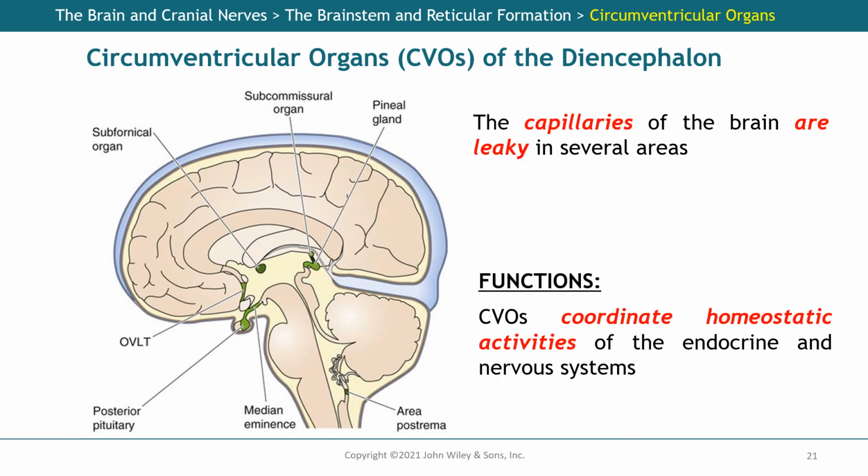And how they perform their function: they have capillaries, but instead of having the BBB, these capillaries are leaky because they have fenestrations. The main function of the CVOs is to coordinate homeostatic activities, because, as we talked about before, in the diencephalon there are a lot of hormones involved in the endocrine system and different functions of the neural system.